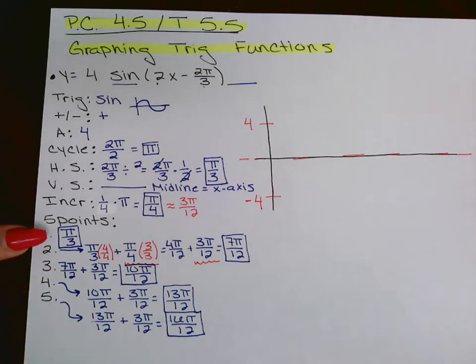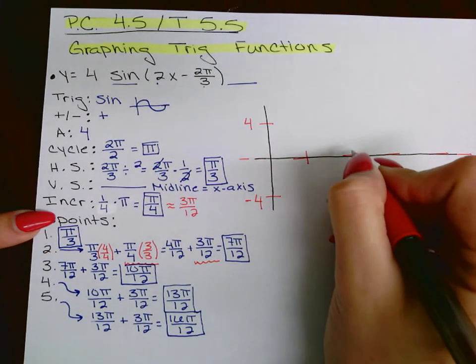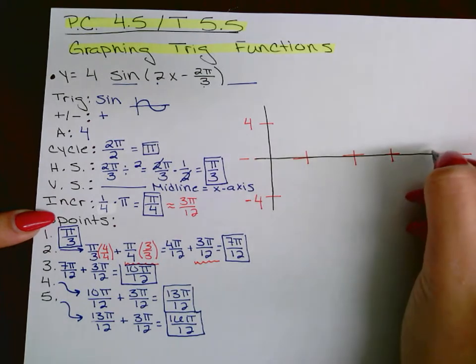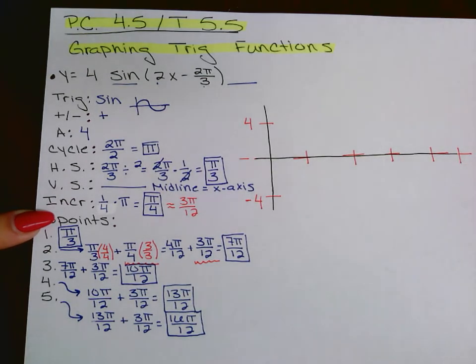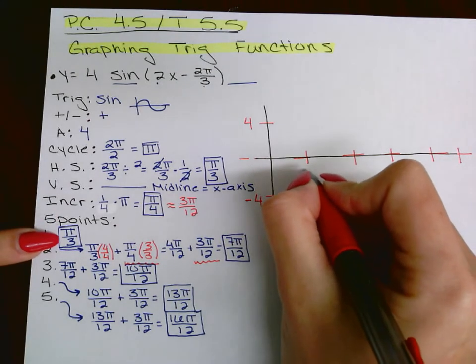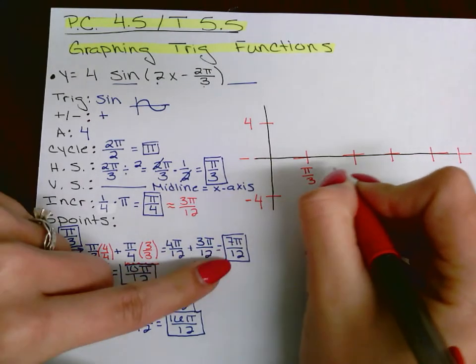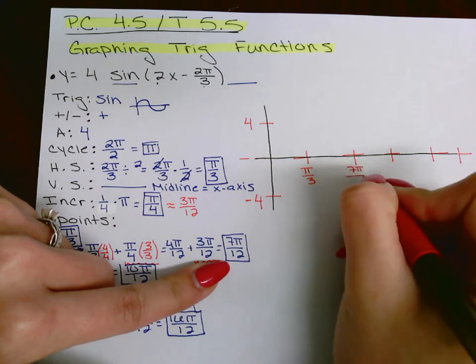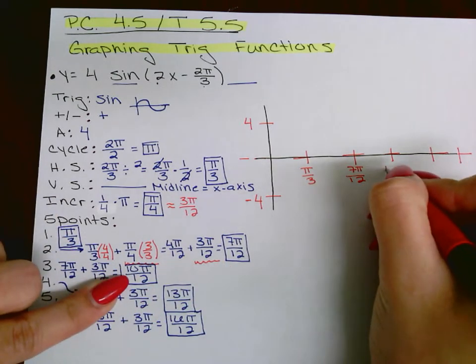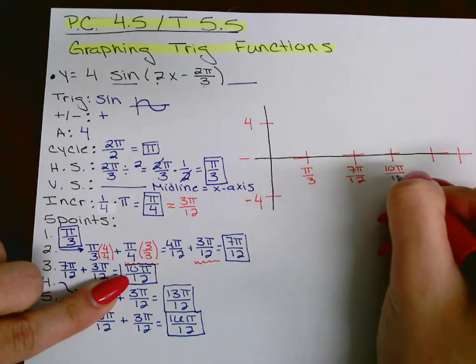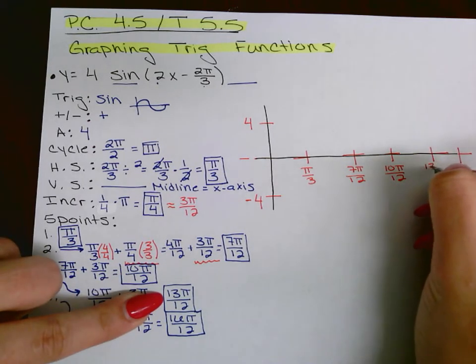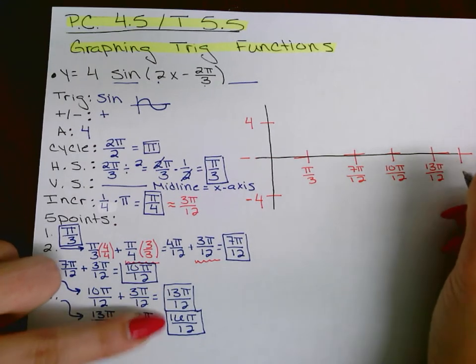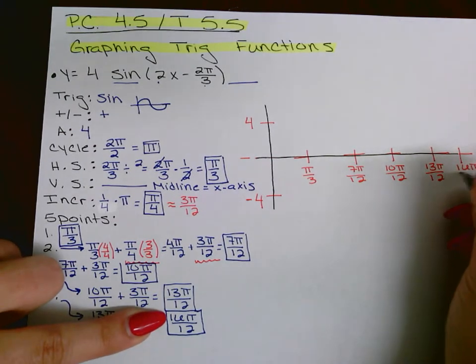If my first point starts at 0, then I draw 4 tallies. If it starts off of 0, I'm just going to draw 5 tallies. 1, 2, 3, 4, 5. Remember that trig functions are symmetrical, so just draw the tallies an equal distance away from each other. Write your numbers. So pi over 3, 7 pi over 12, 10 pi over 12, 13 pi over 12, and 16 pi over 12.